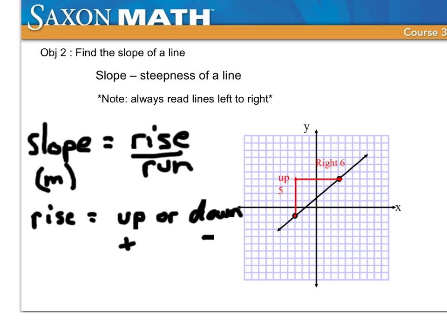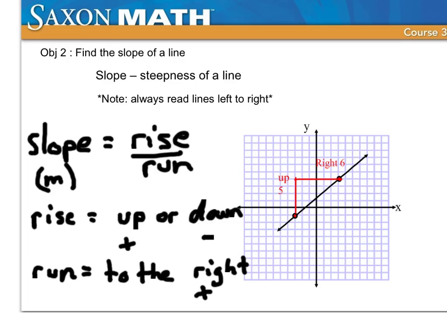And then the run is always going to be how do I move to the right? And it's always going to be a positive number. Now the note up here is very important. It says to read lines left to right. So what you're typically going to have is 2 points that they give you. And I'm always going to start on the left side, and when I talk about slope, I want to know how do I move from the left part of my line to the right part of my line.